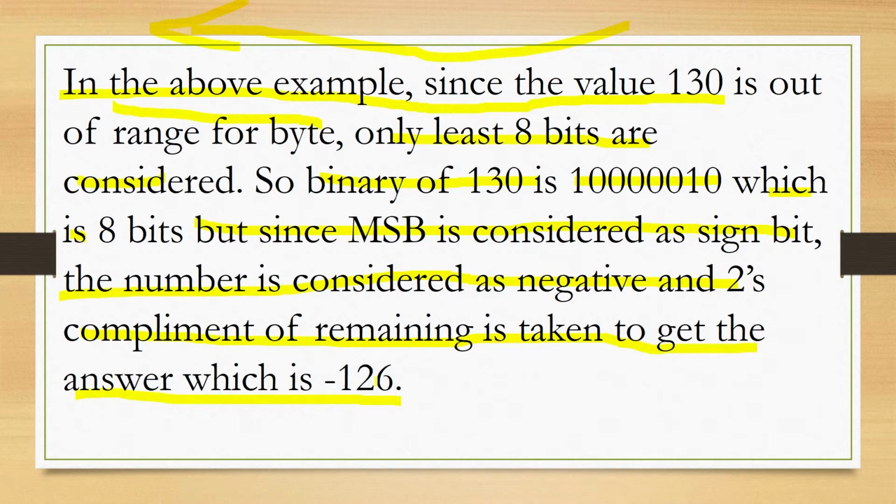So let me explain what is happening here. So this is the binary sequence of 130: 1 0 0 0 0 0 1 0. If we count here, this is 1 2 3 4 5 6 7 and 8. So these are 8 bits and byte has 8 bits. So why can't this be converted to byte? Because in this binary representation, the most significant bit, the MSB, here is this 1. So this one is used to represent the sign.